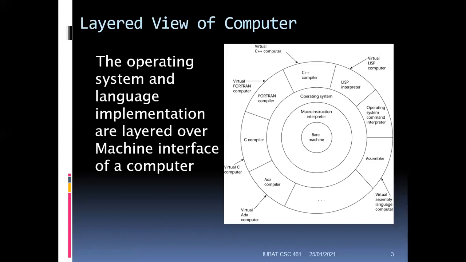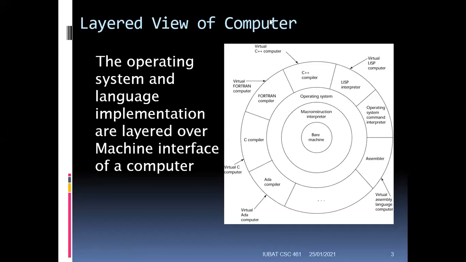Then we have an interpreter, that is the macro instruction interpreter. Normally whenever you communicate with the computer, we know that the computer only understands zeros and ones. So the problem is, if you want to communicate with the computer, you have to talk in zeros and ones. Now as a human, it is actually very difficult for us to speak in zeros and ones.